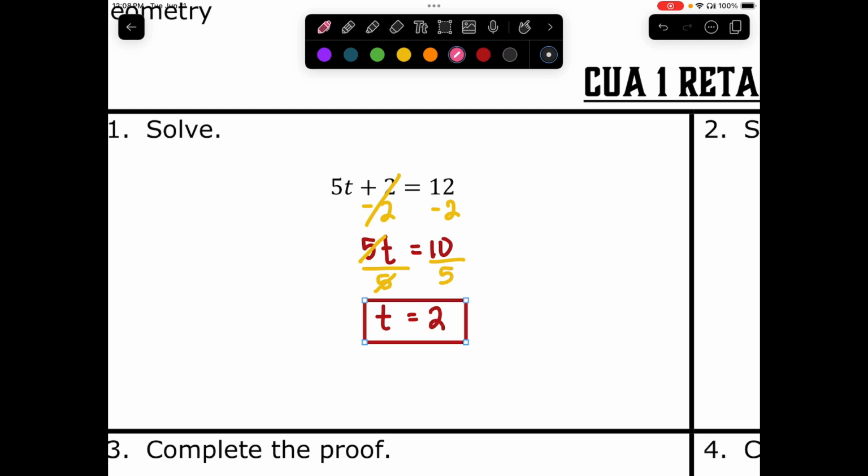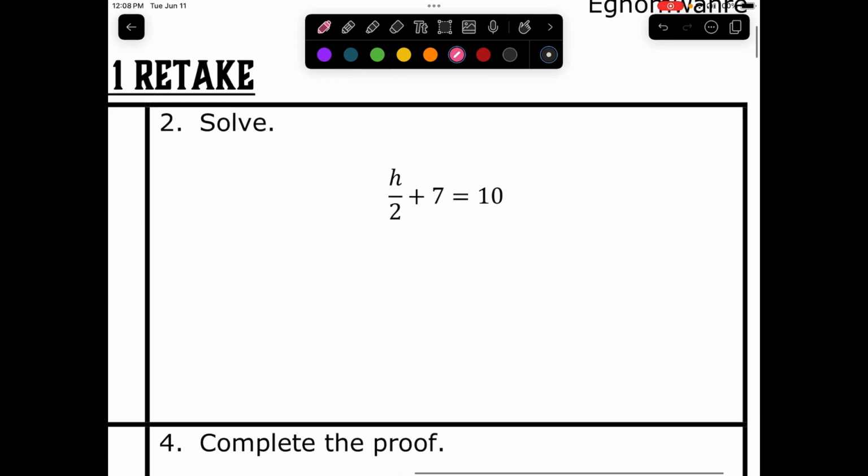Pro tip, always check your work by plugging in your final solution. So we're going to do 5 times 2 plus 2 equals 12. We're going to just check to make sure that's correct. So if we use PEMDAS here, we'll see that yes, we get 12. So that's good. Try number 2.